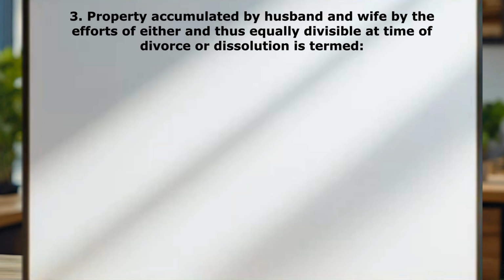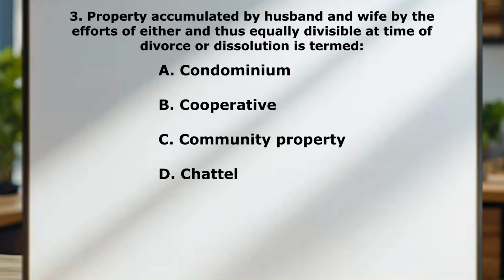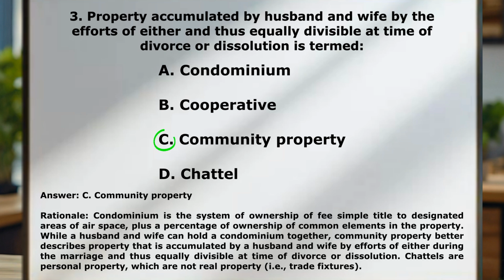Question number 3. Property accumulated by husband and wife by the efforts of either and thus equally divisible at time of divorce or dissolution is termed A. Condominium. B. Cooperative. C. Community property. D. Chattel. The answer is C. Community property. So A. Condominium is a system of ownership of fee simple title to designated areas of airspace plus a percentage of ownership of common elements in a property.